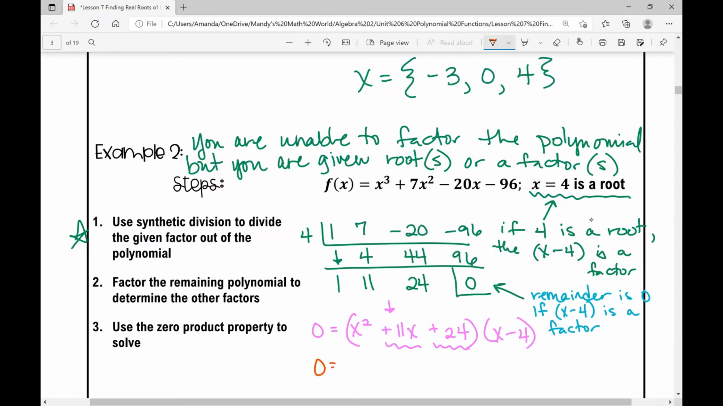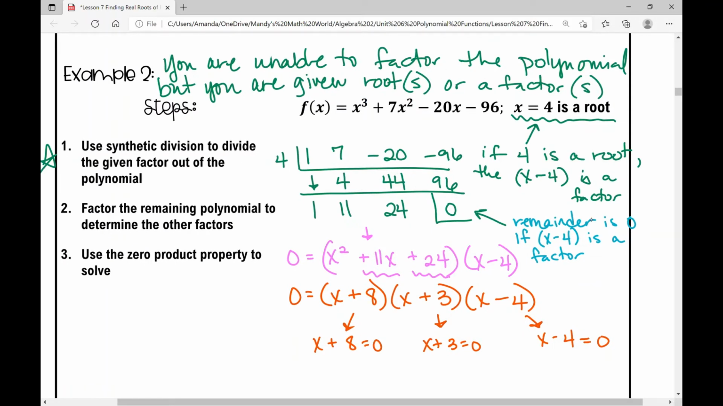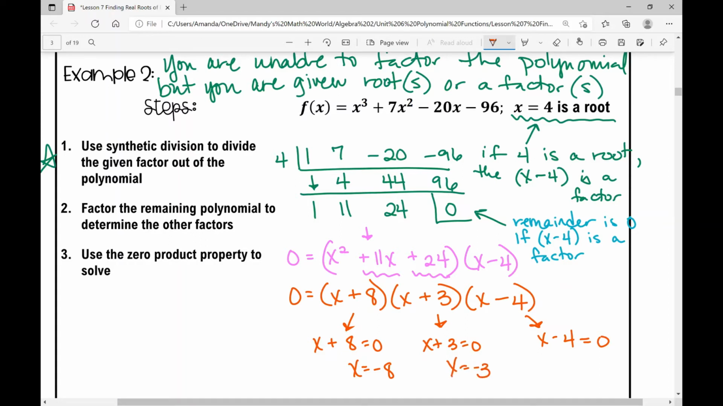So I'm going to write out my factors. They're both positive, so x plus 8 times x plus 3, and then x minus 4, which we already know is a factor. So what do I do when I've got it in factor form? I set each factor equal to 0, and I solve for x. We already know this one, but I'm going to go ahead and write it out so you have it. So in this first equation, x equals negative 8. For this next root, x equals negative 3. And the last one, which we already know, is x equals 4.